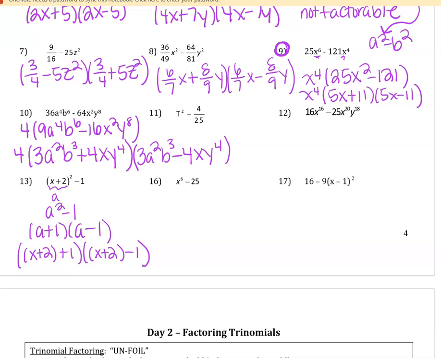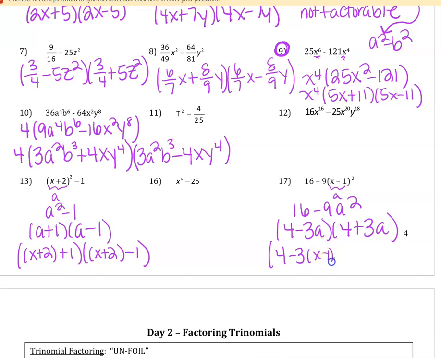Okay, so likewise, let me actually come over to 17. Let's call it a again over here where the x plus 1 is squared. So this is 16 minus 9a squared, which then I can factor into 4 minus 3a, 4 plus 3a. Now, it's not really a though, it's x minus 1, so I'm going to substitute back in x minus 1 for a.